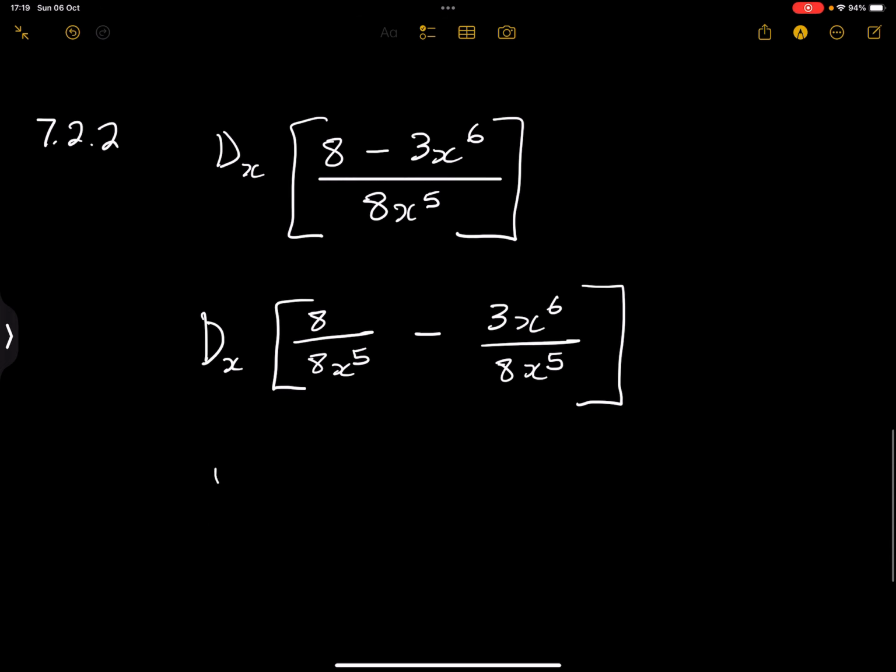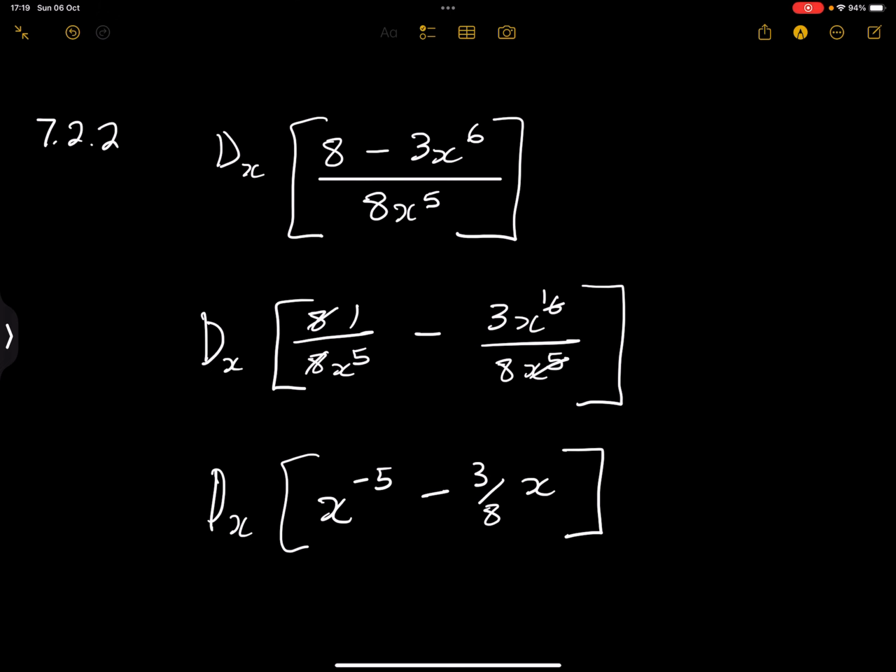Right, so let's get into it. So the 8 and the 8 cancel. So I've got 1 over x to the power 5, but we can write this as x to the power minus 5. Right, so that's minus 3 over 8. Now note x to the power 6 divided by x to the power 5, right, we are going to subtract 5 there, and we'll be left with 1. So this is 3 over 8 x to the power 1, or we can just say 3 over 8 x.